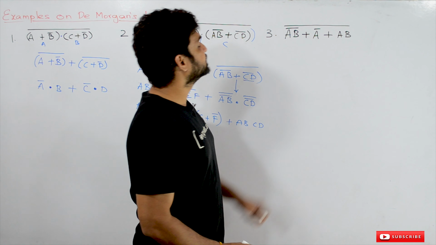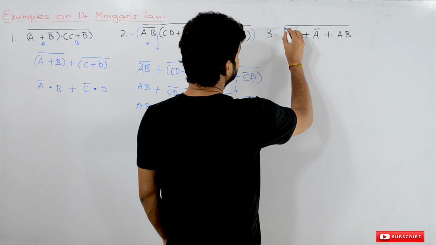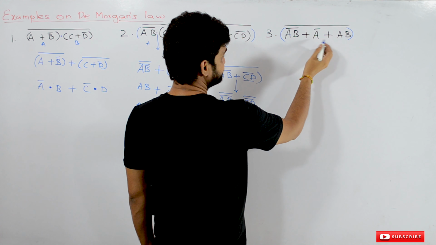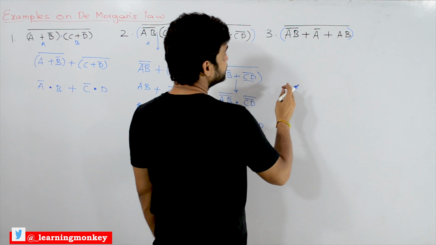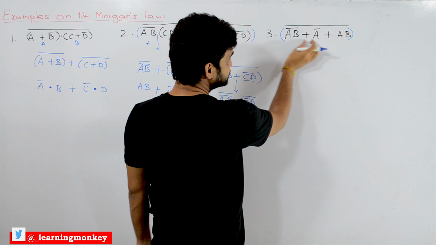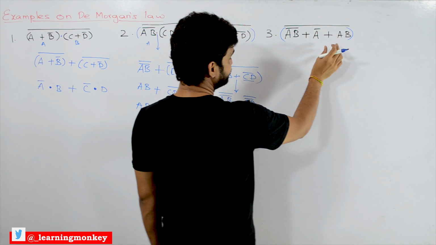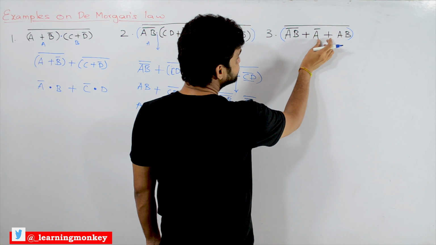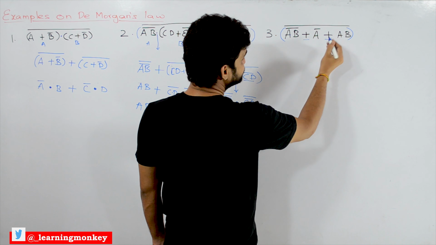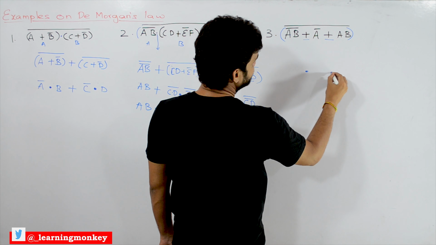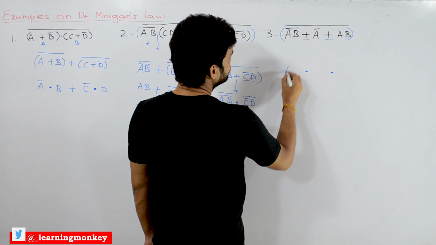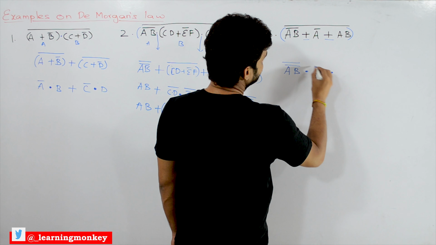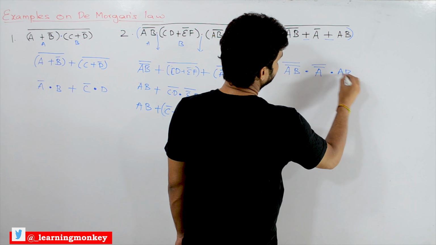Now coming to this third example, we are trying to find the complement of this expression. Again the Boolean expression, De Morgan's law can be applied. So we will consider each and every part as an individual variable, and later we will try to simplify the smaller parts. Now we will convert these pluses to ANDs. Later we have to find the complement of each and every variable.